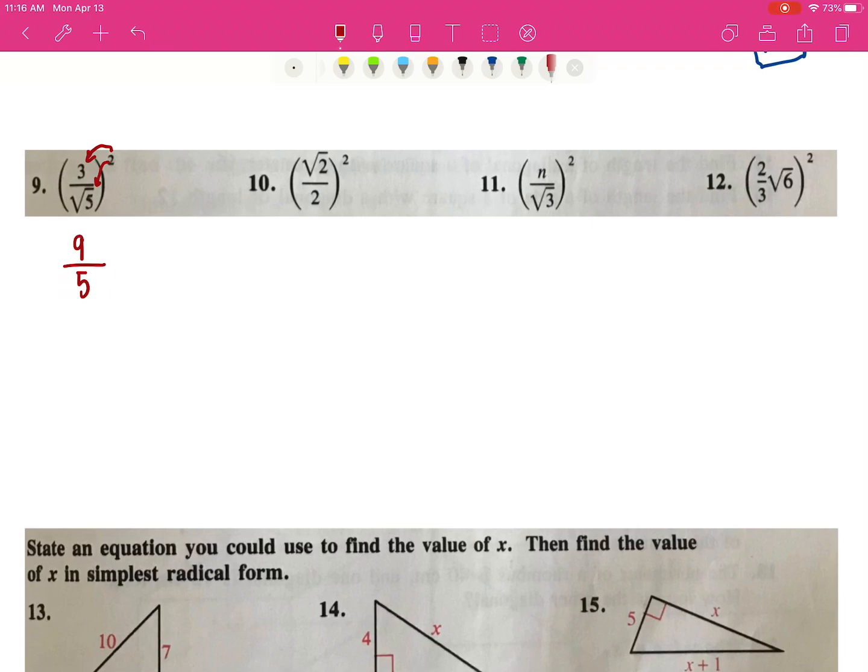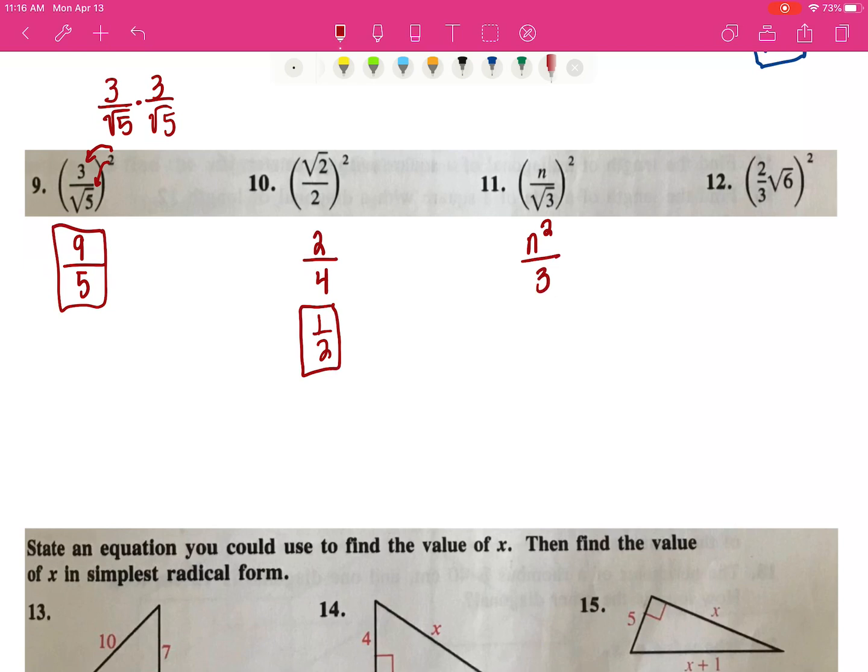You can also think of this as 3 over the square root of 5 times 3 over the square root of 5, which still gives you 9 over 5. In number 10, the square root of 2 over 2 squared is going to be 2 over 4, which reduces to 1/2. Number 11, we're going to get n squared over 3.